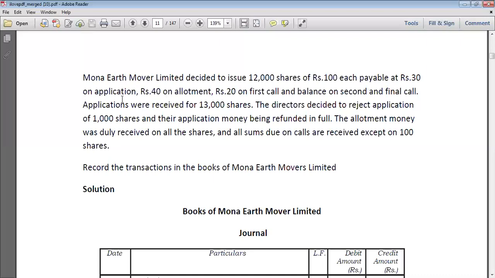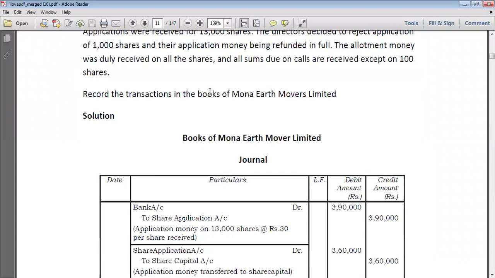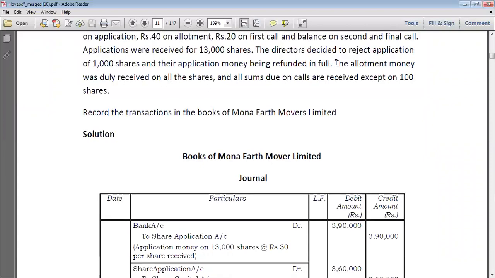Applications were received for 13,000 shares. The directors decide to reject applications for 1,000 shares and refund their application money in full. So the company issued 12,000 shares, but applications were received for 13,000 shares. In that case, the company will return the application money on 1,000 shares. So let's see the entries, first.